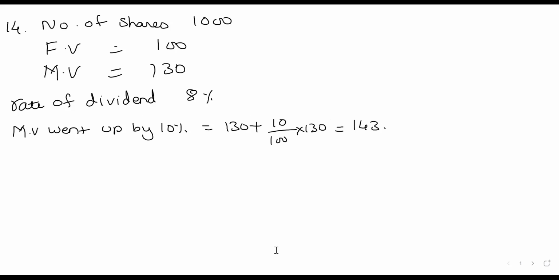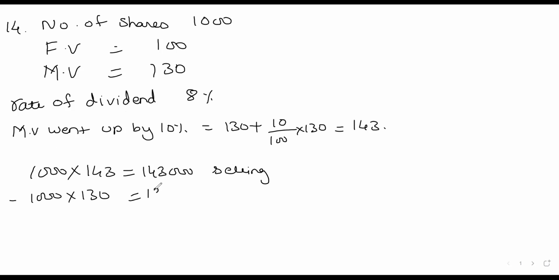After few days, Vaishnavi sold all her shares. What was her total income from this transaction? So Vaishnavi के पास total shares थे 1000 into 143. That is 1,43,000 is the selling price, and 1,000 into 130 is equals to 1,30,000 is the cost price. So 13,000 is profit.